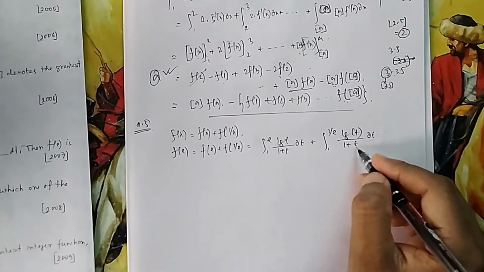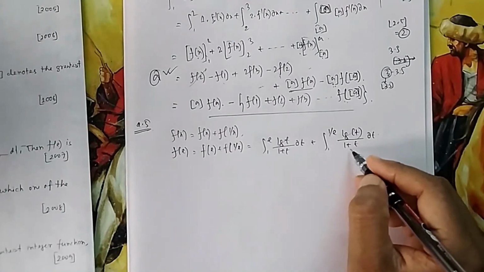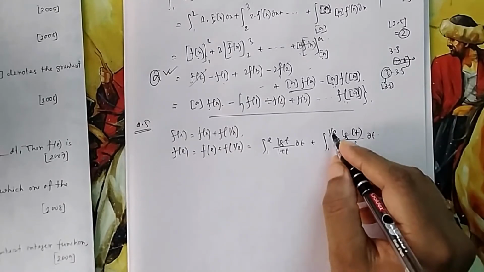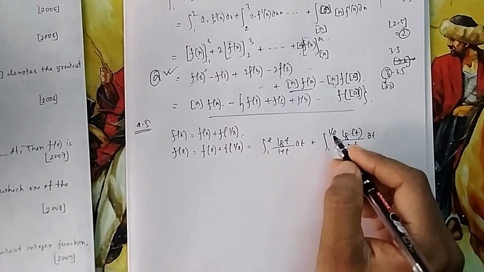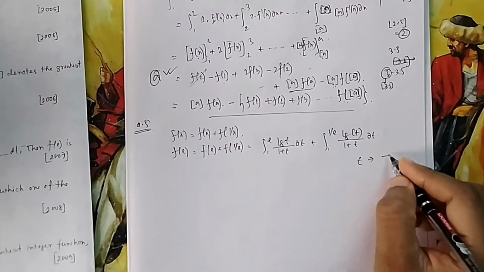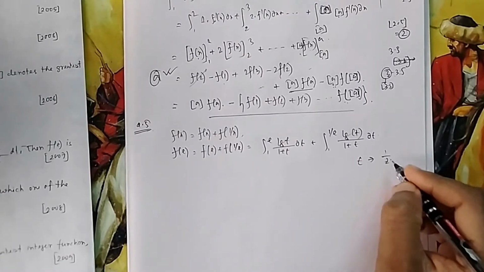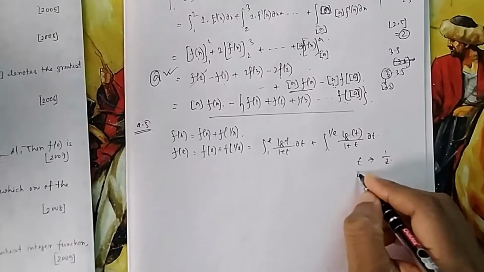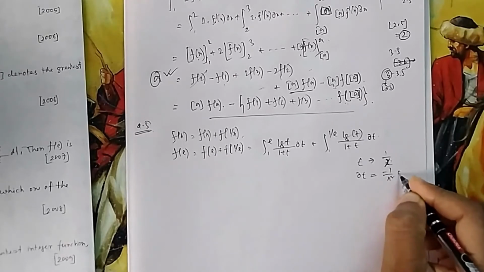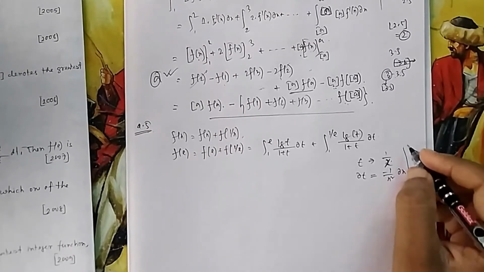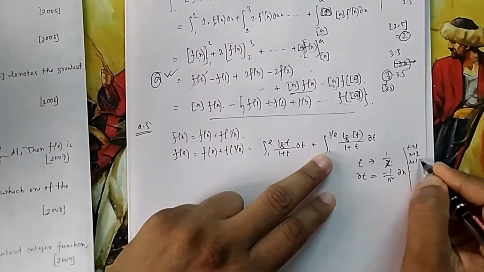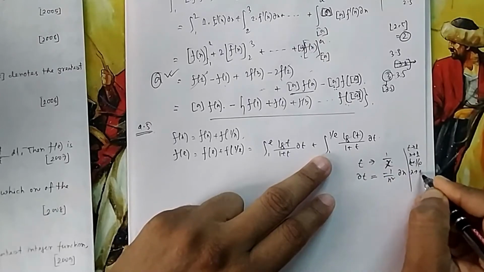Again if I put 1 by t, taking the LCM, t goes upside down and this will be 1 plus t only, and in that case your limit will also change from 1/e to e, so that will be my benefit. If I write t equal to 1 by x, then dt will be equal to minus 1 by x square dx. Similarly you have to change the limits also. If t tends to 1, then x will tend to 1 only. If t tends to 1 by e, then x will tend to e. So this limit will change.